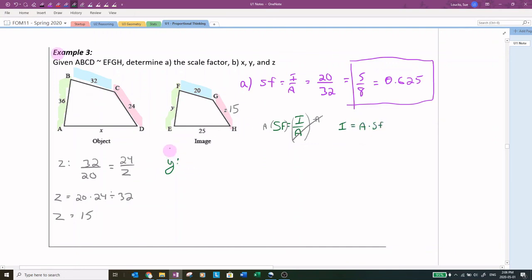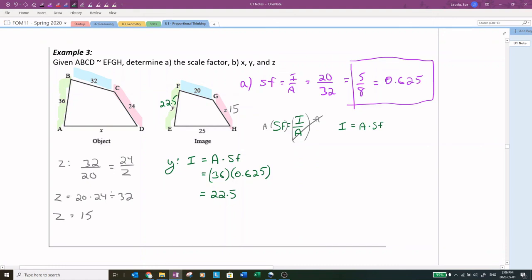Okay, so in this one I'm looking for y, which is the image, and I can use this formula where image equals actual times the scale factor. So my actual for the side y is 36, and my scale factor is 0.625. Now, you can only do this if you have not rounded your scale factor. If you've rounded it, you won't get a correct answer. All right, but 36 times 0.625 gets me an answer of 22.5 for y. So that means that this one here is 22.5. And again, that seems reasonable. The 36 is a little bit bigger than the 32.